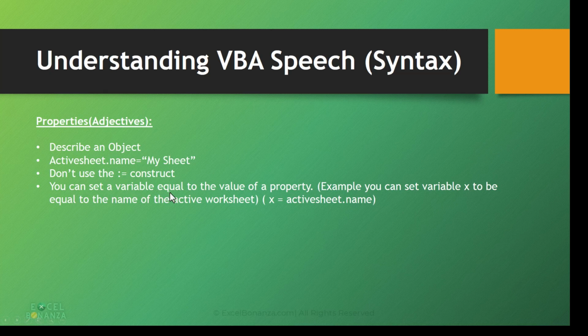And you can set a variable equal to the value of a property. For example, you can set variable x to be equal to the name of the active worksheet by writing x equals ActiveSheet.name. And we will see how to do that in the future in the course as well.